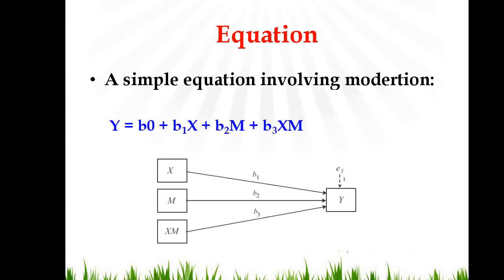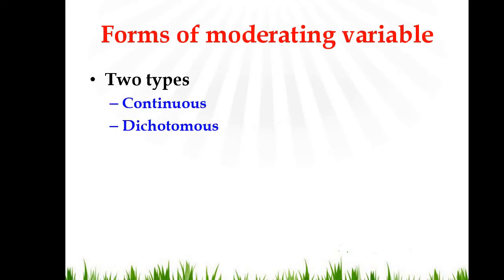Let's put it in equation form. In equation form, you see here beta naught is the intercept. Beta 1 is the coefficient for X, the independent variable. Beta 2 is the coefficient for the moderating variable, and beta 3 is the coefficient for the product term of the interaction. So we are interested to find out whether this relationship is statistically significant or not.